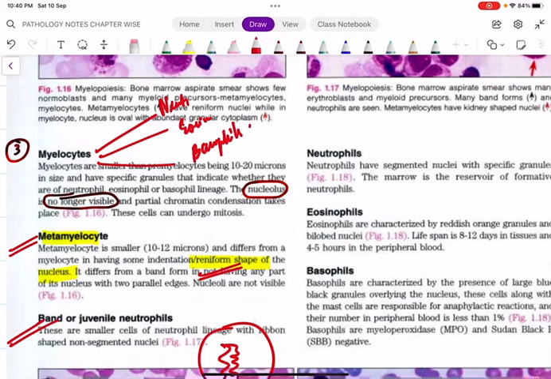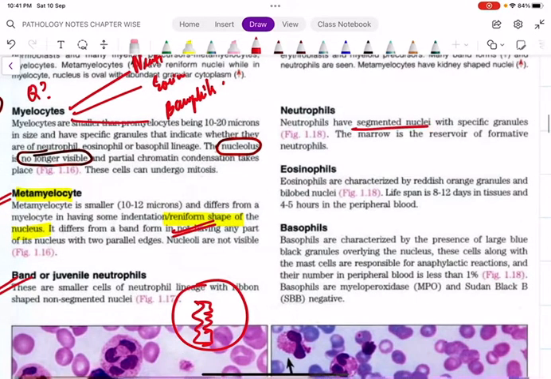So at which stage this is decided? Myelocyte. That is very important. You may get a question on this. Okay, yes. So neutrophils have segmented nuclei. Fine. Eosinophils have reddish orange granules with a bilobed or spectacle shaped nucleus.